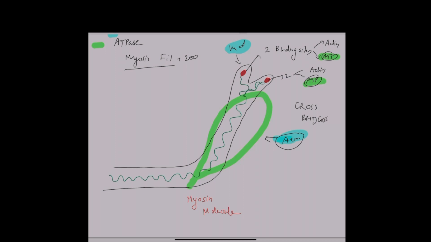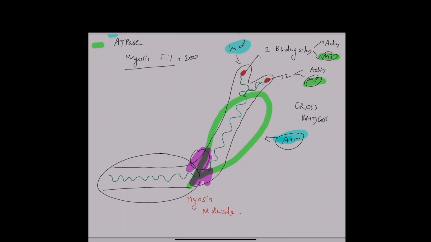Each cross bridge is flexible at 2 points. The first point is where the arm leaves the body. Suppose this is the body here, or the tail as we say. At this point, let's shade that also, the arm is leaving the body or the tail.